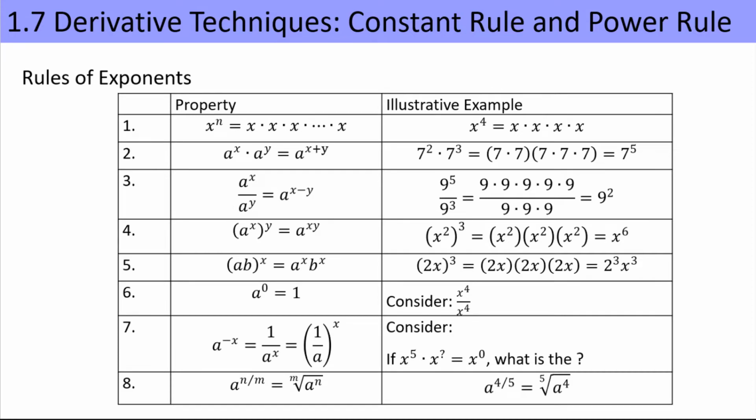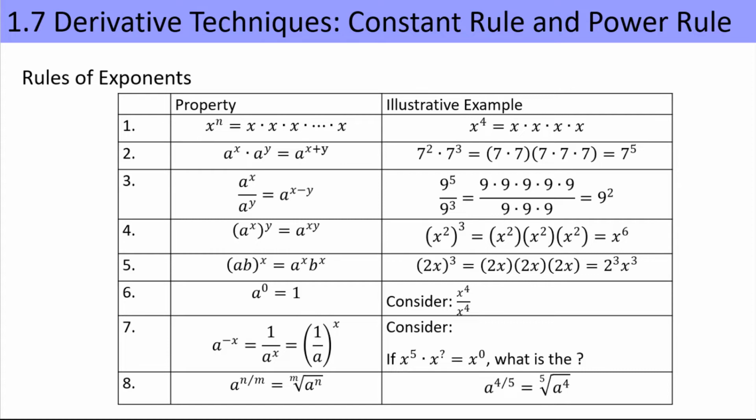Rules of exponents. Provided for you is a table that consists of the 8 common rules or properties of exponents. This table consists of 3 columns and 9 rows. The first column just lists the number for each property. The second column is titled property, and it actually lists the property of the exponents. The third column provides for you an illustrative example of that property. Let's quickly go through each of them.